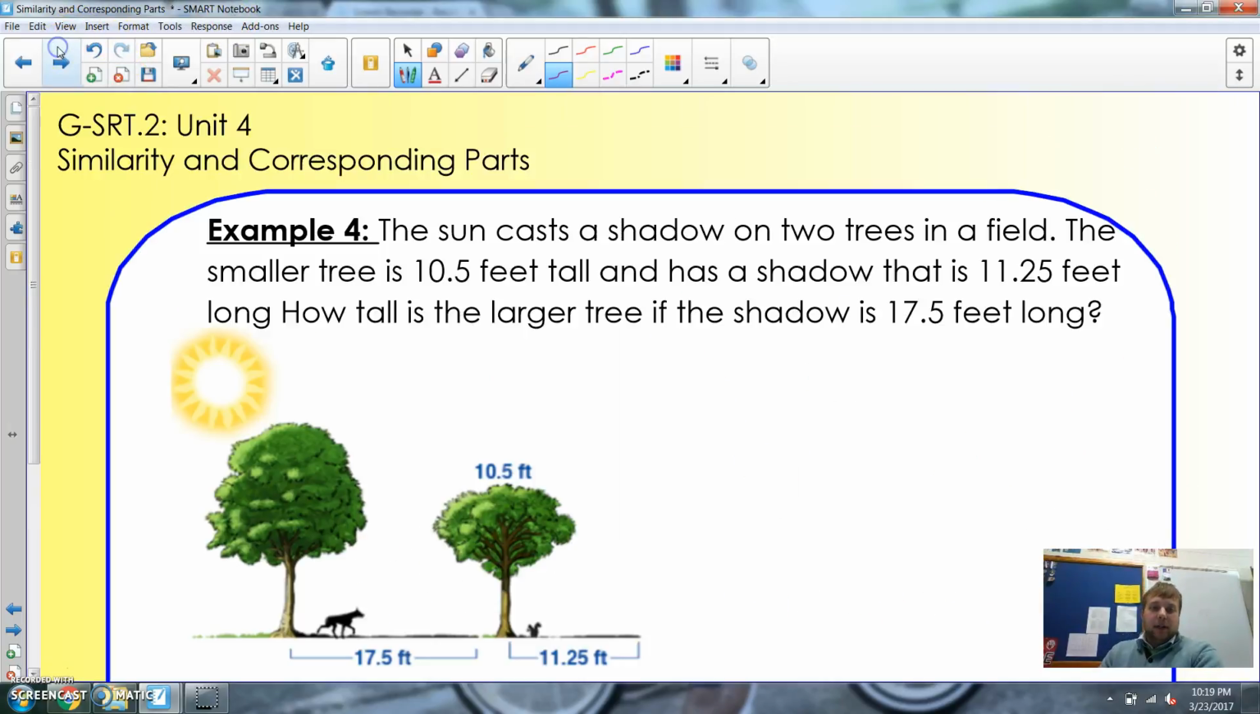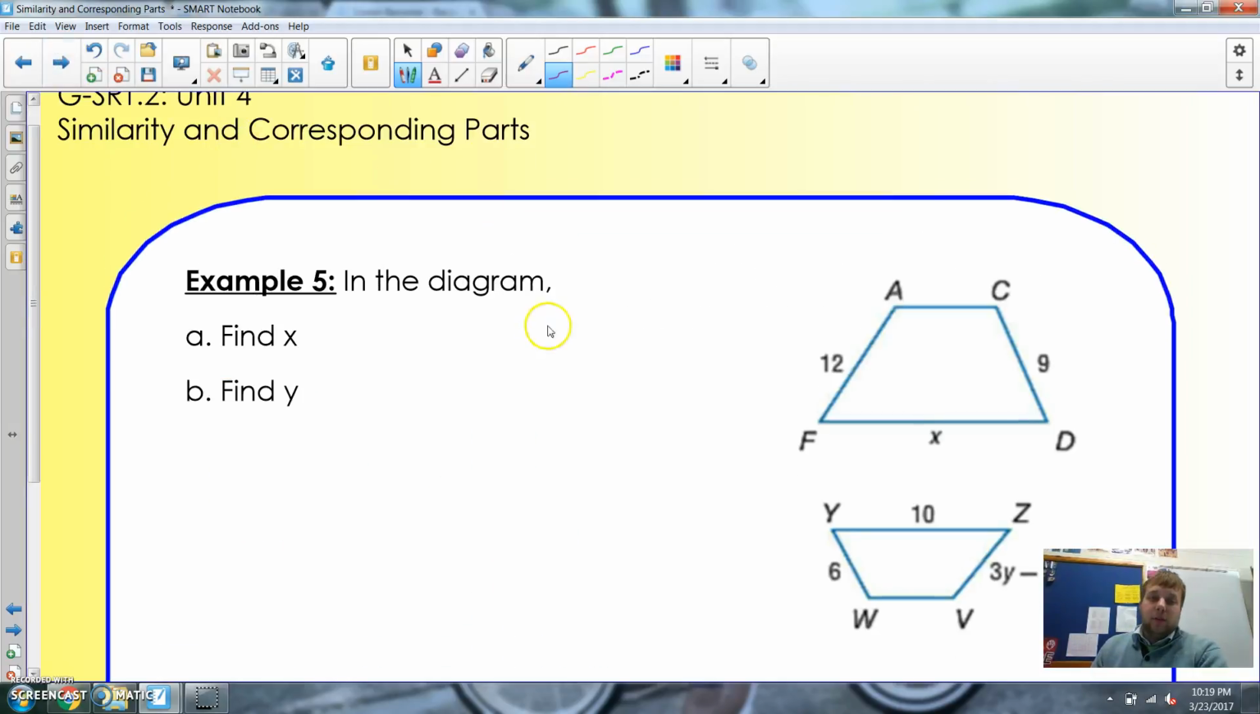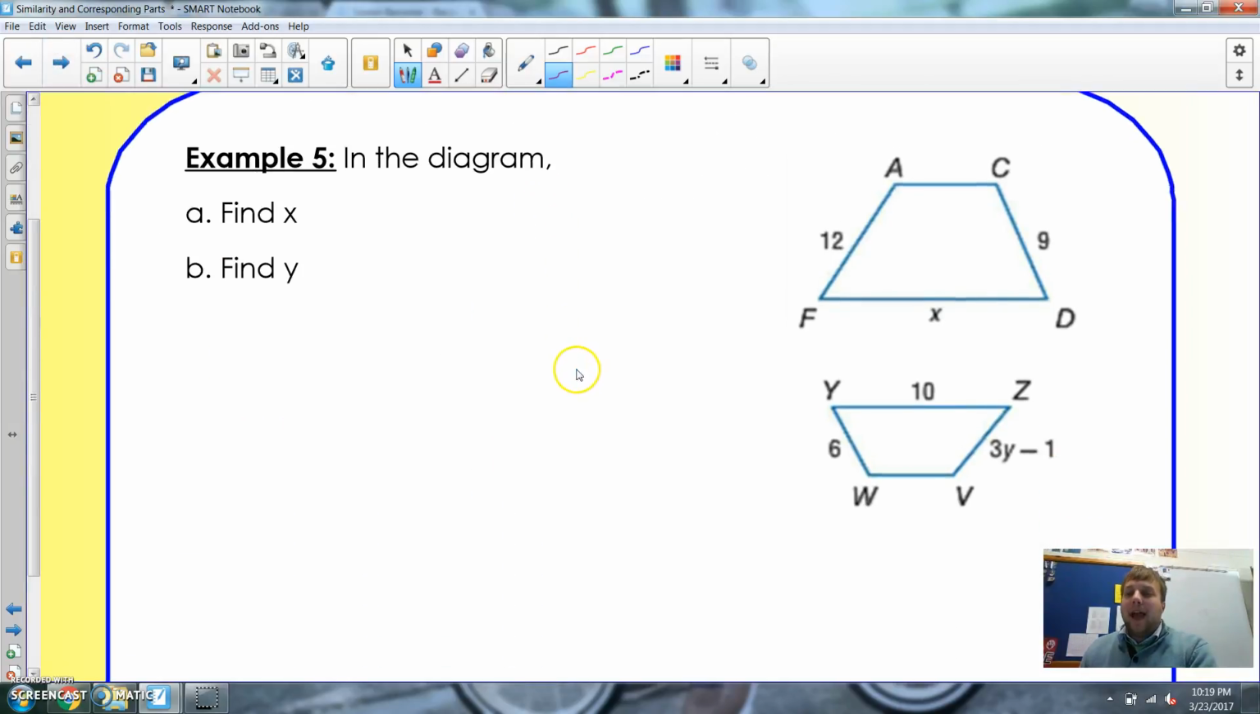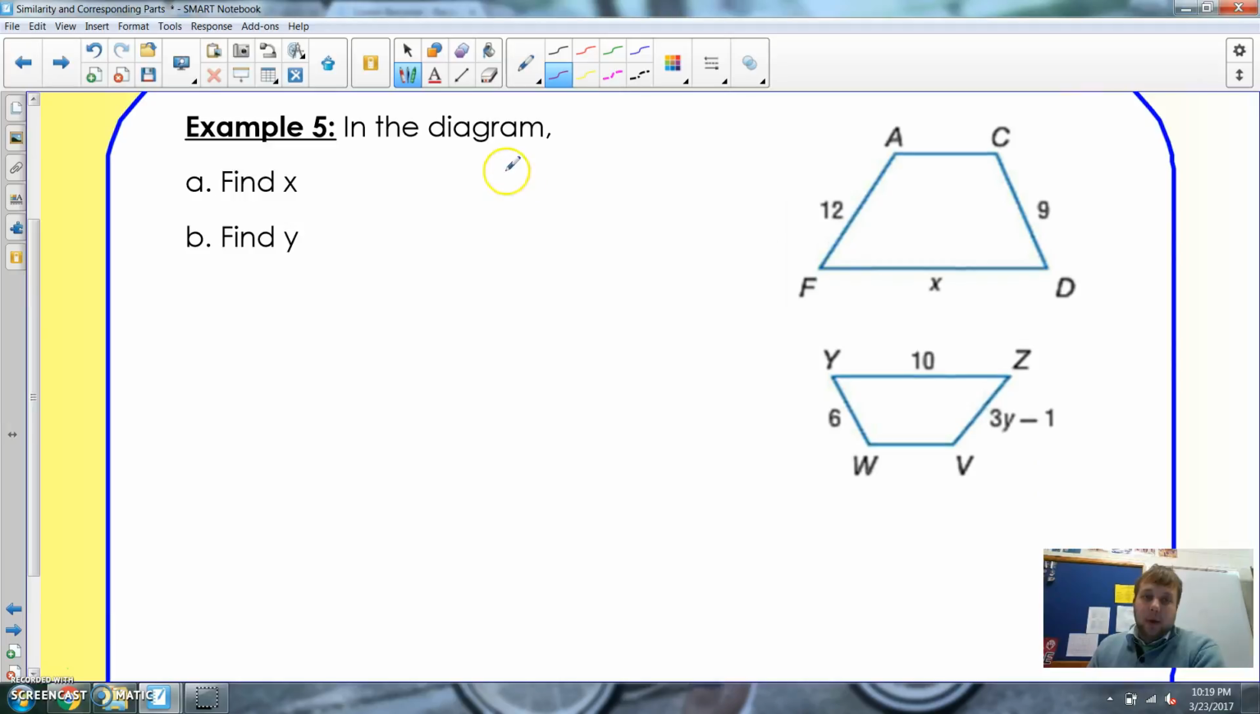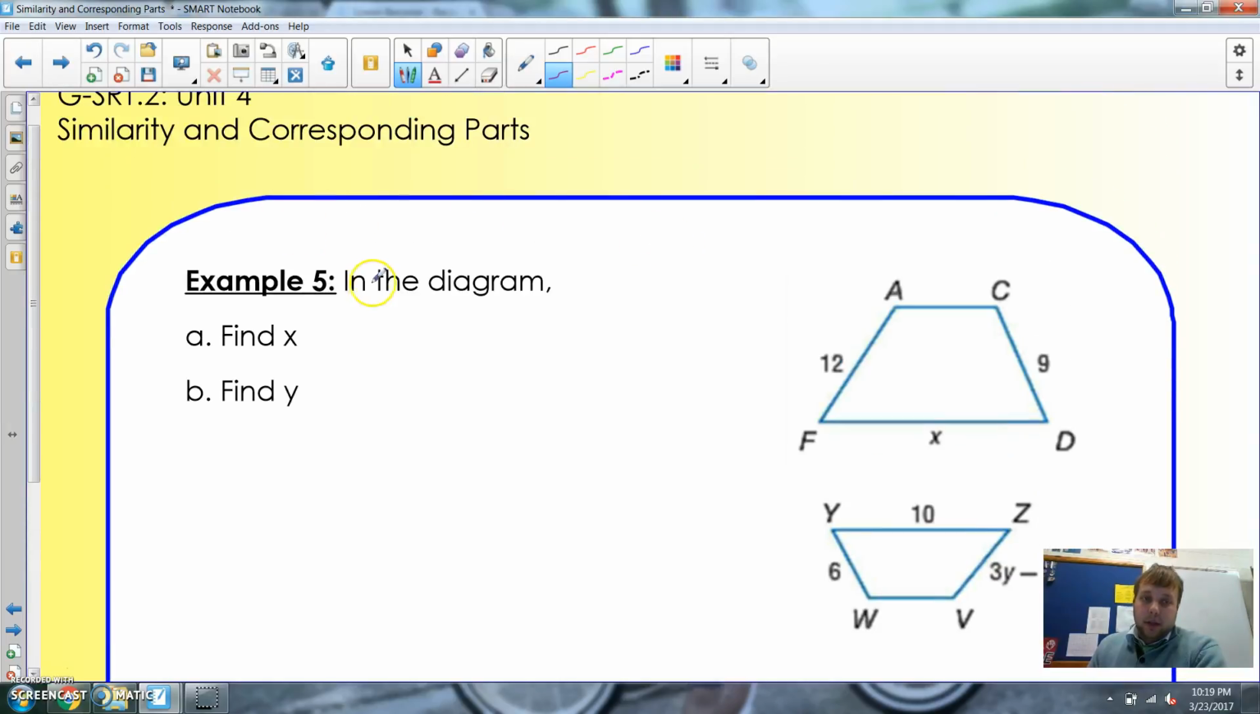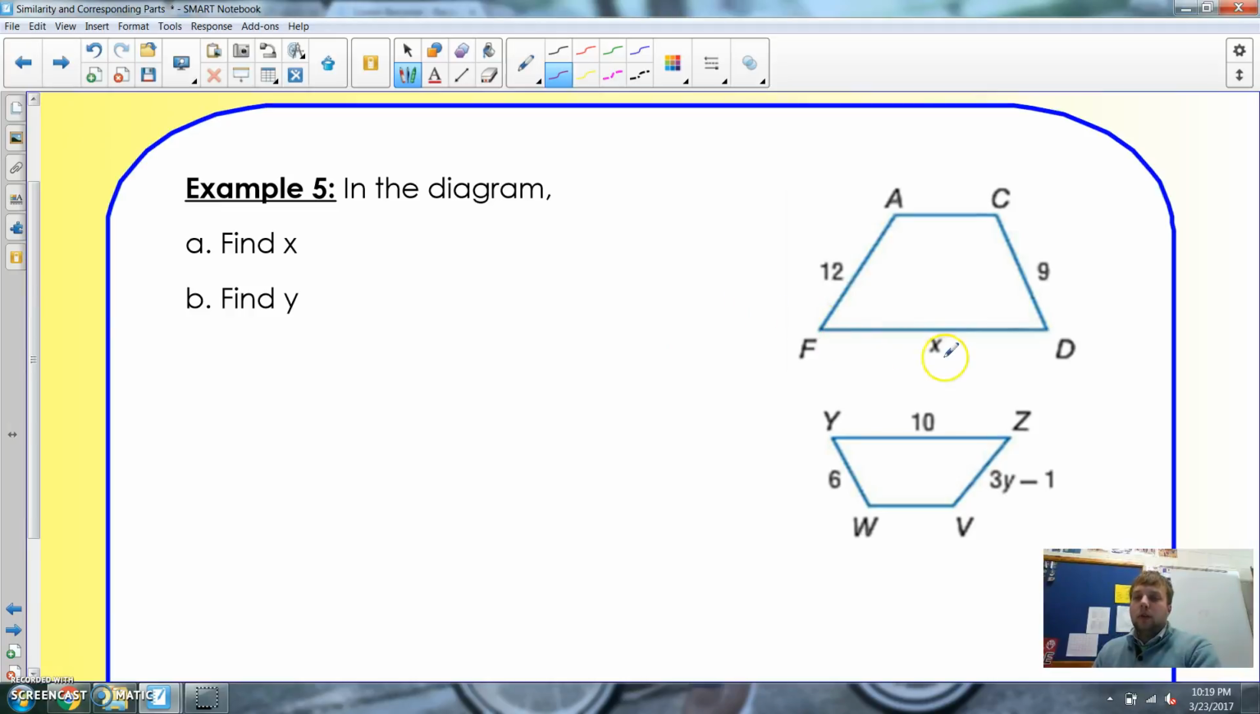All right, let's do some proportion stuff. We did the tree problem yesterday. Let's do this. So we need to figure out what X is, okay? Now it says these are similar. So I know that we'll call this my old or original, and we'll call this the new. I know that my new over my old will give me my correct statement.